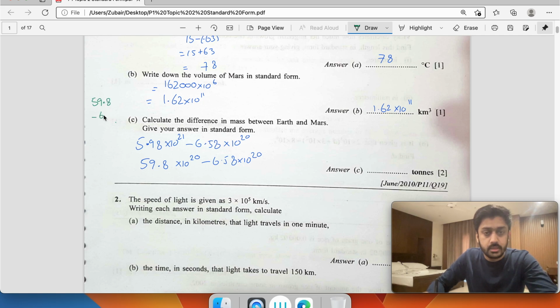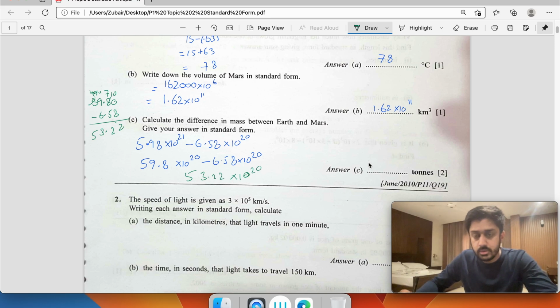59.8 minus 6.58. 10 minus 8 is 2, 7 minus 5 is 2, 4, 9, okay, that was already 9, sorry, 9 minus 6 is 3, and 5, so 53.22 times 10 raised to power 20, and converting it into standard form is 5.32 times 10 raised to power 20.